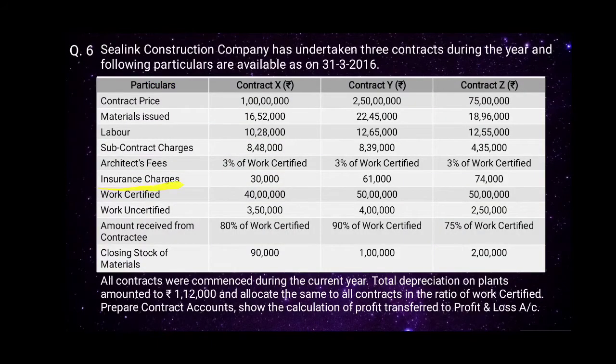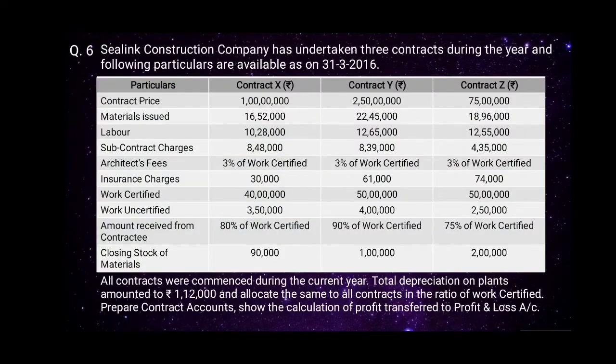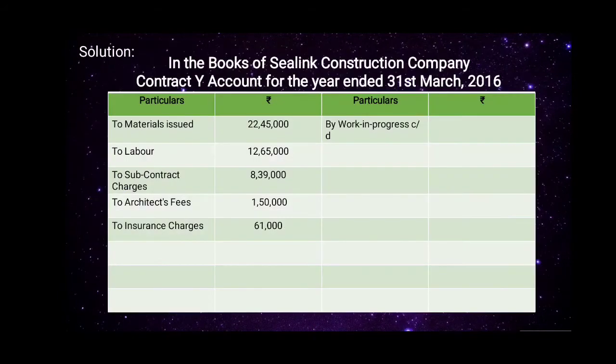Next, insurance charges for contract Y, amount is given as 61,000. So we'll record it on the debit side, rupees 61,000. Next, work certified. For contract Y, amount is given as 50 lakhs, so we'll record it on the credit side. By work in progress carried down, work certified amount is given as 50 lakhs.